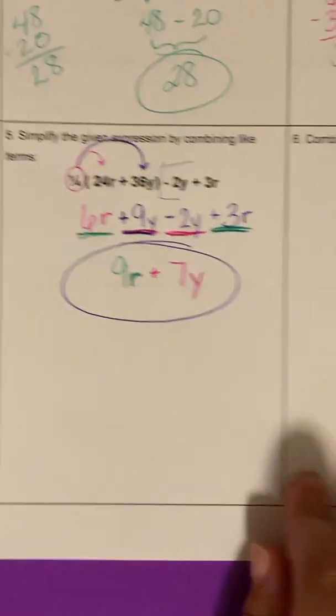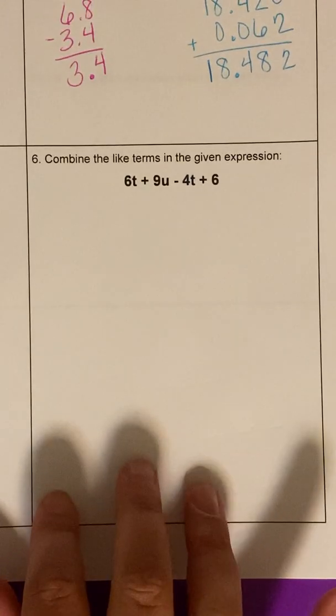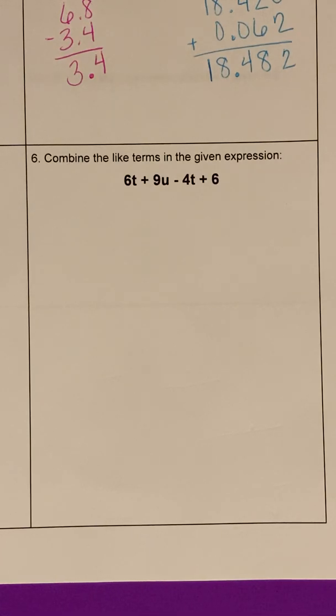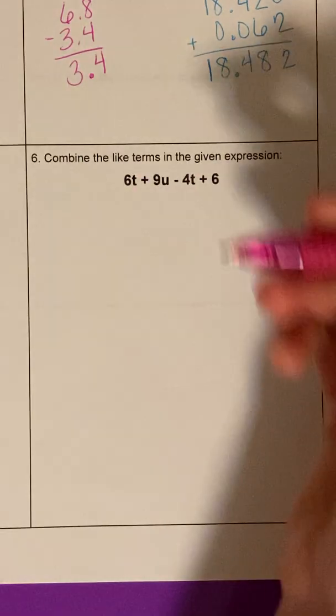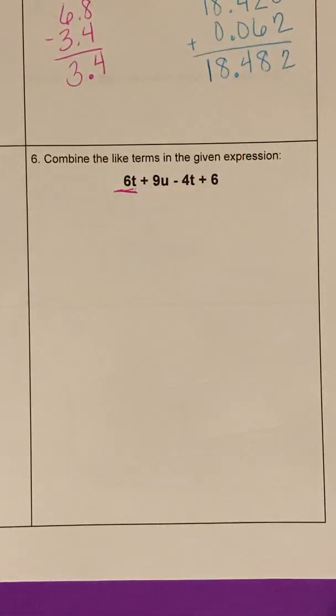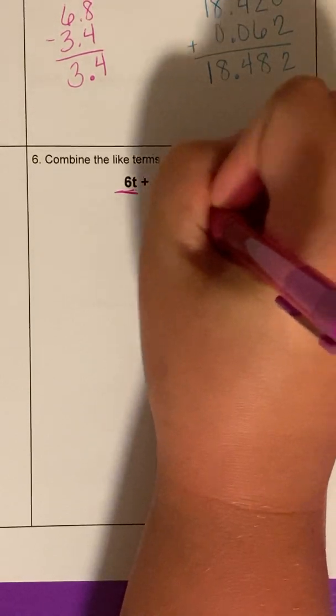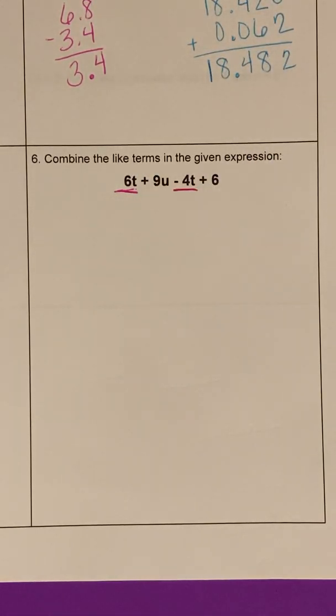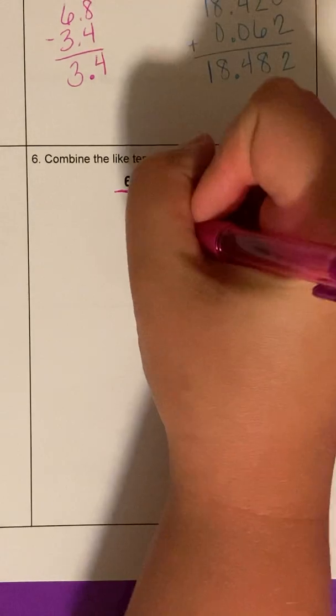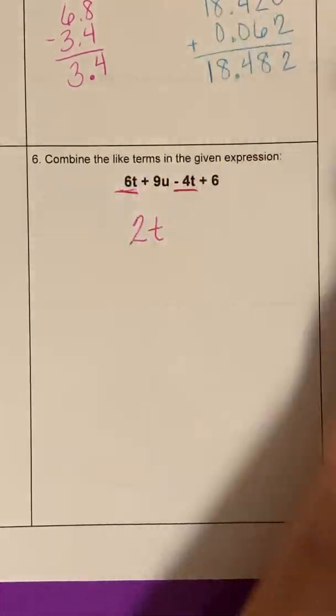All right, let's look at number 6. Combine the like terms in the given expression. Here we go. Do we have any other t's? I have a 6t. Oh, I have a minus 4t. What is 6 minus 4? Well, 6 minus 4 is 2. So I'm going to have 2t.